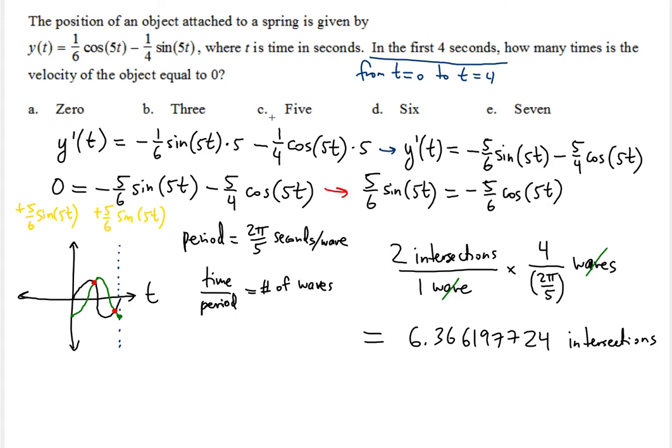Now, which answer choice is the closest one to this result? You can't say 7 because that's not enough. You cannot round up, of course. You have to round down. There's no other choice, right? So the correct answer to this is 6. About 6 times the velocity of the object is equal to 0 during the first 4 seconds.